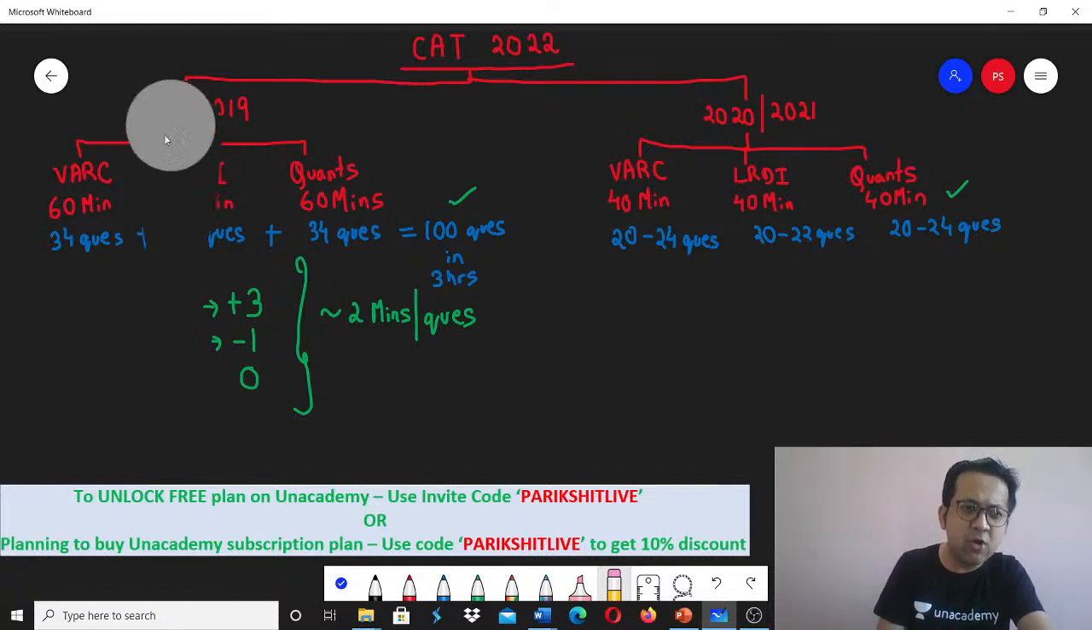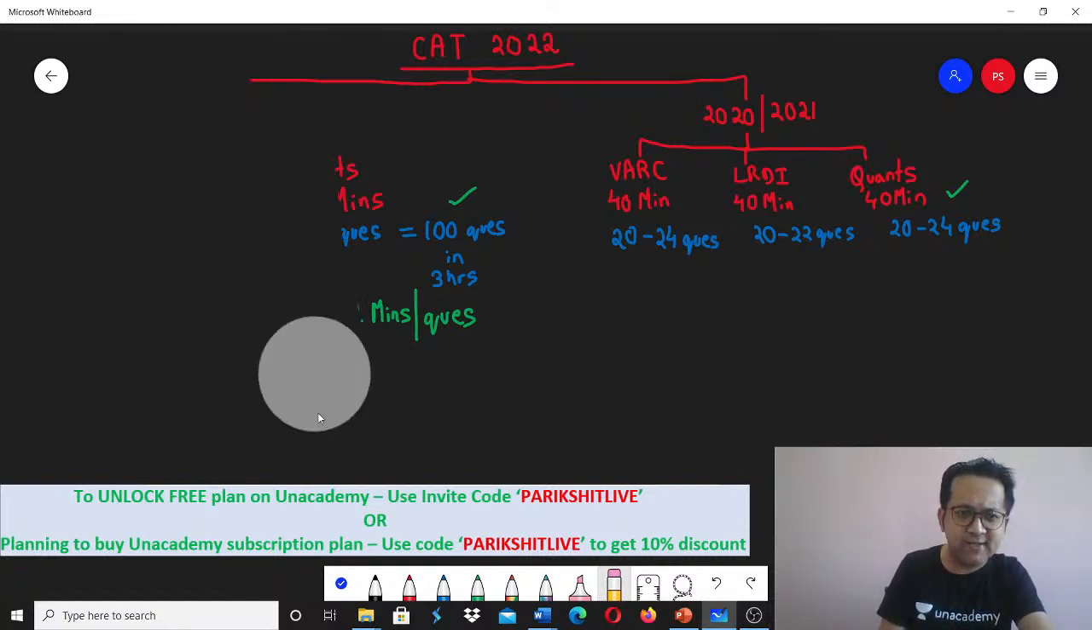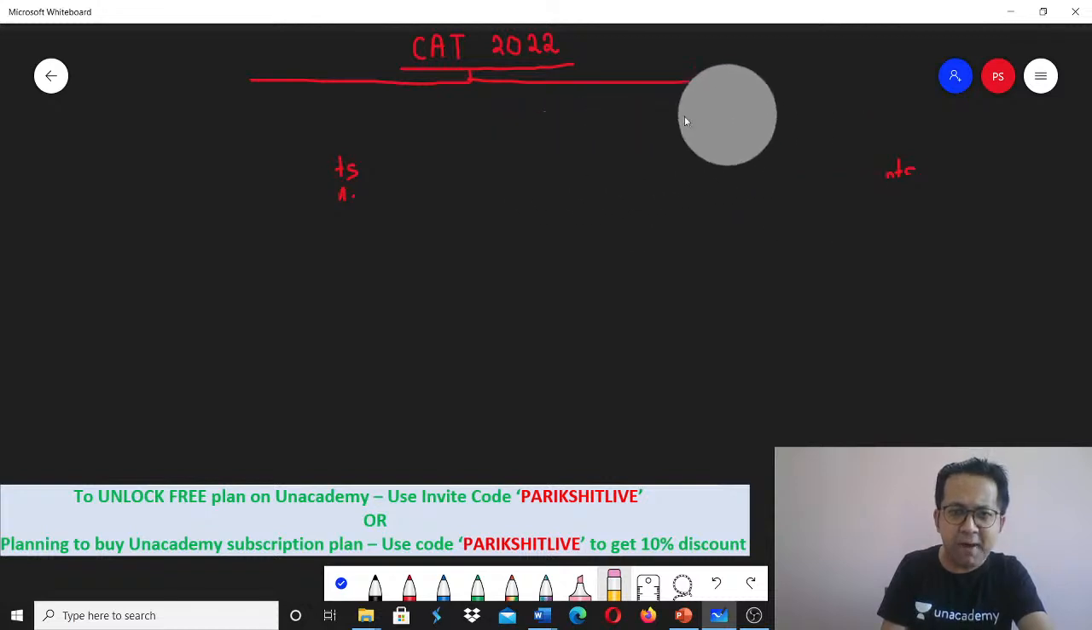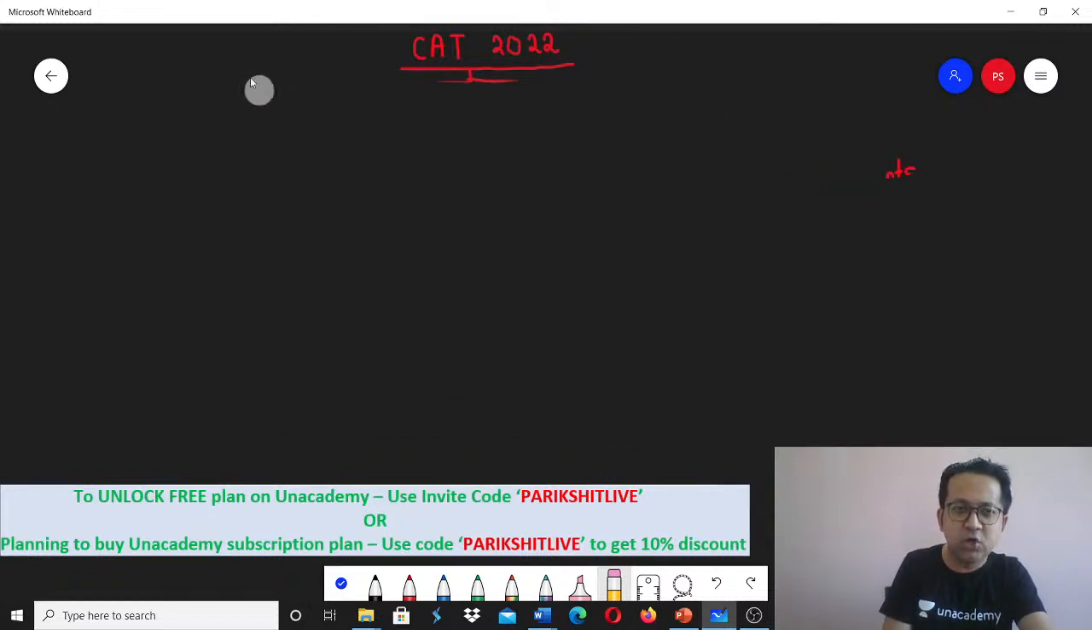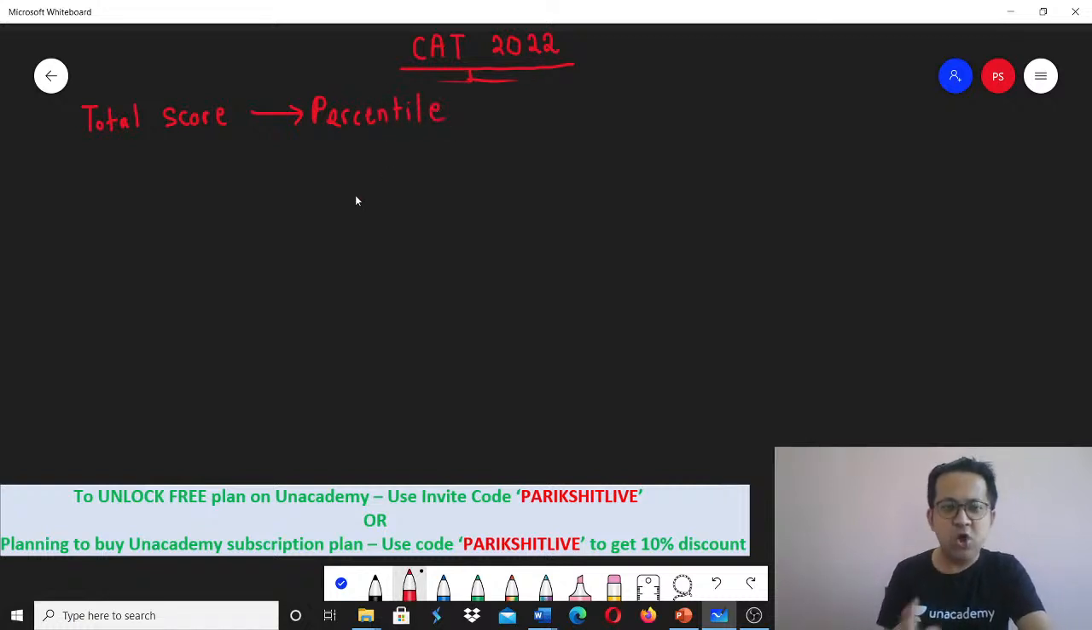But more than that, what is required for you to understand is that the absolute marks are converted to a percentile format. Whatever your total score is, it will be converted. You will not get your final results in terms of a total score. Rather, what is important is percentile. So some conversion will be done and your score is converted to a percentile. What is the meaning of a percentile?